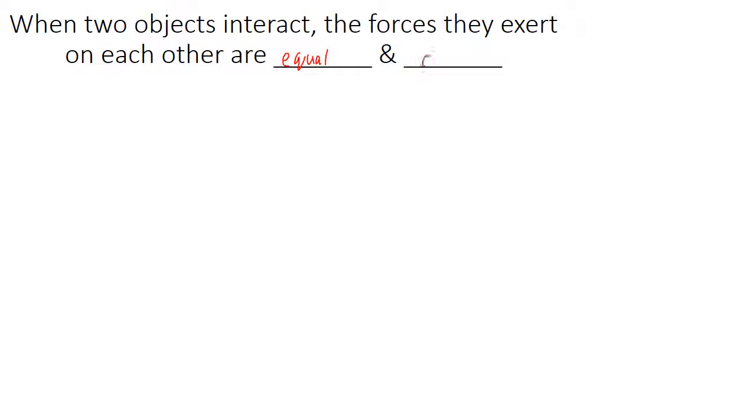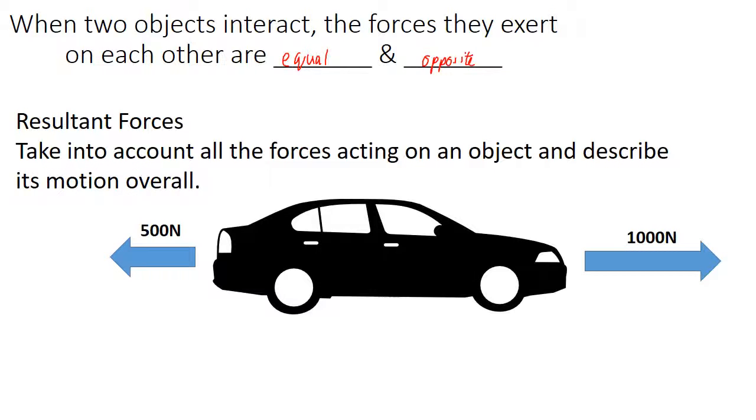Now, when two objects interact, the forces they exert on each other are equal and opposite. So if, for example, you think about a book, when you place it down on a table, the book has a weight, and that's forcing that book downwards against the table. But the book doesn't fall through the table, the book just stays on the table. This is because the table has an equal and opposite force pushing back on the book.